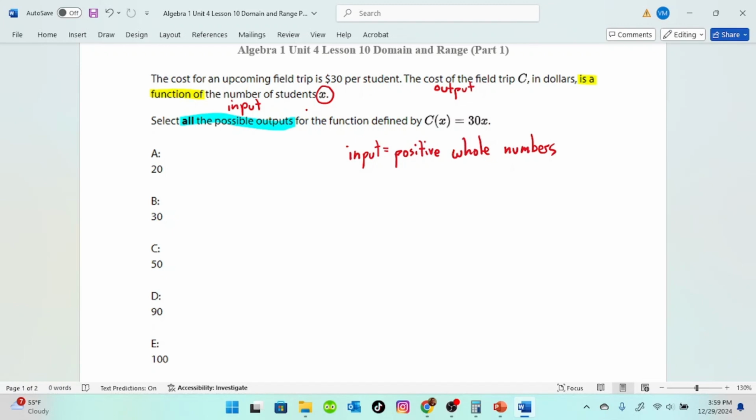Now I have to think about what type of outputs these inputs could turn into. So my output, if I take a positive whole number and I multiply it by 30, then I'm going to get positive whole number multiples of 30.